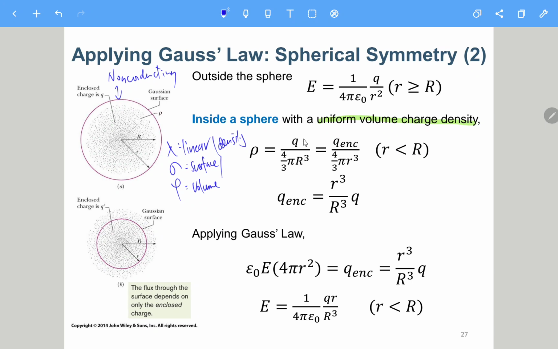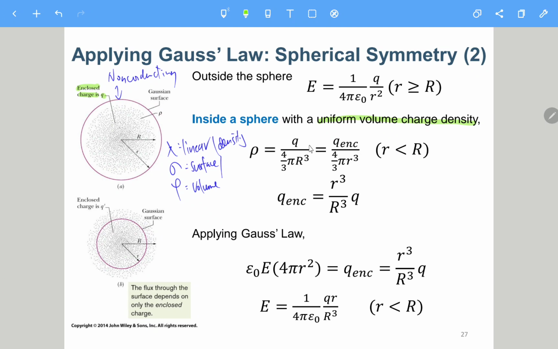The total charge will be small q. So the enclosed charge is small q, which means the total charge in the sphere. So rho is q over the volume. Surface area is 4 pi r squared, so the volume will be 4/3 pi r cubed. Hope you can remember it. It is something like high school mathematics. So 4/3 pi r cubed is the volume of a sphere.